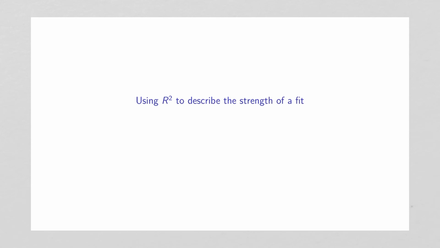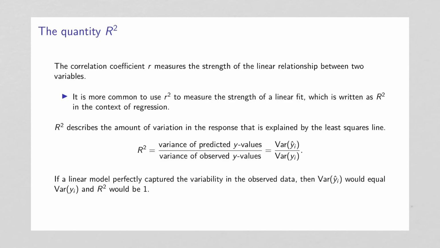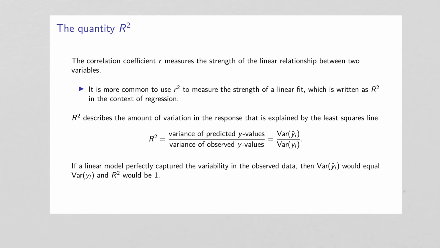So R squared to describe the strength of a fit, the quantity of R squared, right? The correlation coefficient R measures the strength of the linear relationship between the 2 variables. It is more common to use R squared to measure the strength of a linear fit. R squared is the amount of variation in the response explained by the least squares line.